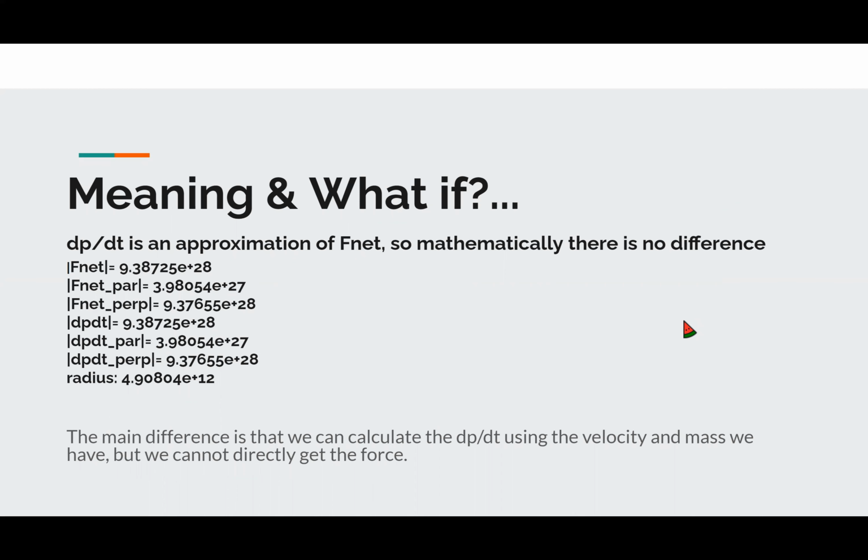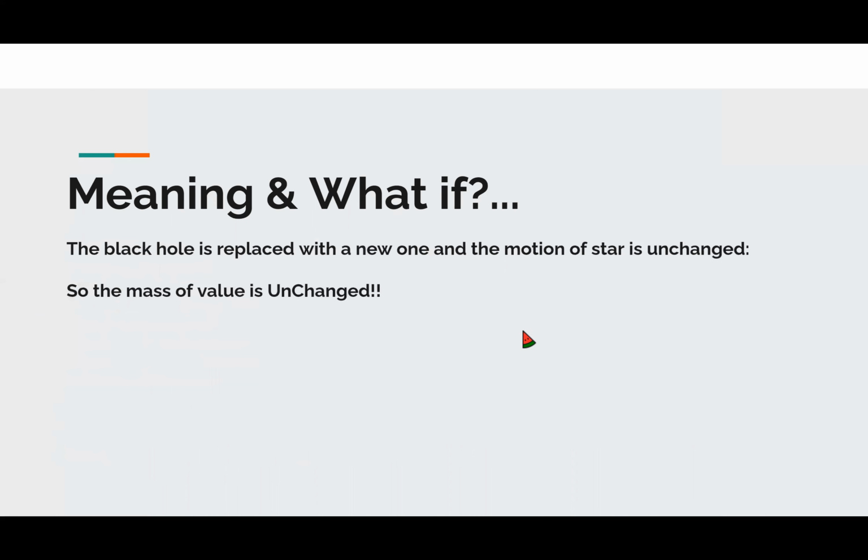For the follow-up questions, we know that dp dt is an approximation of F net. So mathematically, there's no difference between dp dt and F net, and you can see that from the calculation here. However, there is one main difference: we can calculate dp dt using velocity and mass directly, but we cannot directly get the force. So in order to get our force, we need to first calculate dp dt.